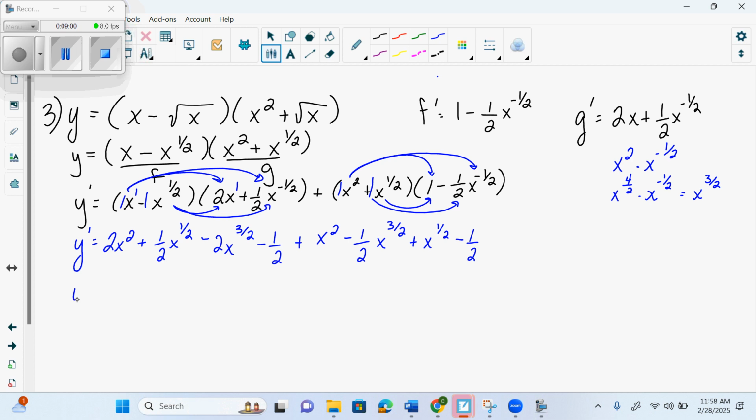Okay, let's collect like terms. So we have 2x squared plus x squared, 3x squared, right? Then we have a half x to the half and 1 x to the half. So what's 1 plus a half? 1.5, correct? Yes. Which is 3 halves in fraction. 3 halves x to the half.